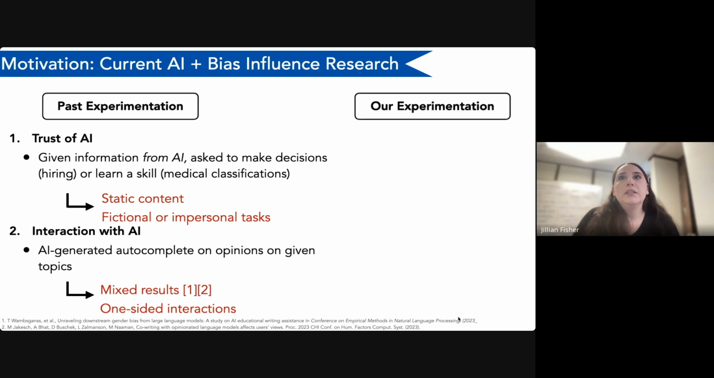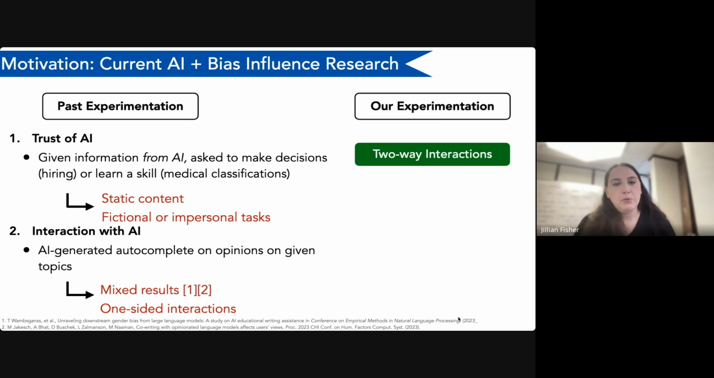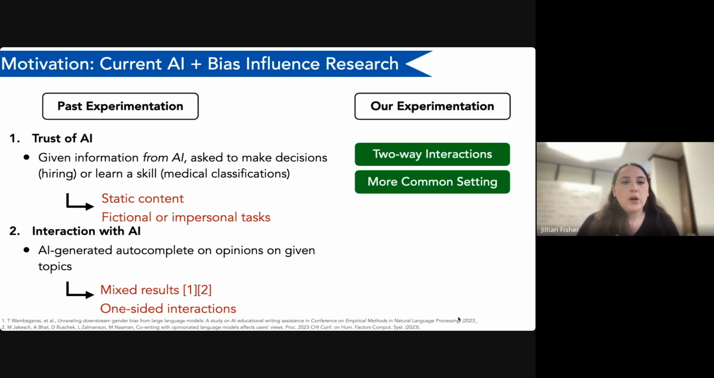So for our experimentation, we wanted to focus on a few new characteristics. We wanted it to have this two-way interactive effect. So we wanted you to be able to ask follow-up questions and really interact with the AI. We wanted it to be in a more common setting, something like a chat box that people are using and understand. And then we also wanted it to be personal tasks. So we wanted the decisions and opinions that we were looking at to be really affecting the individual.